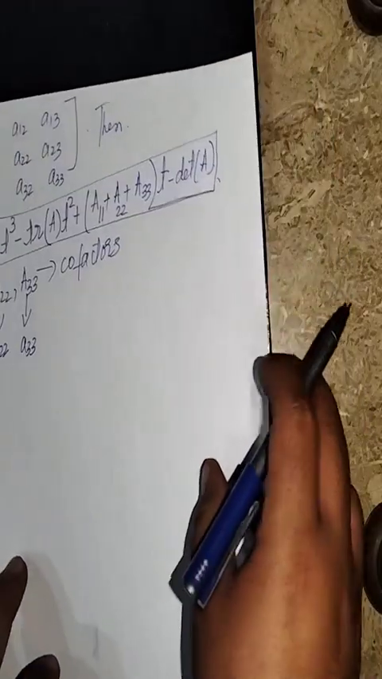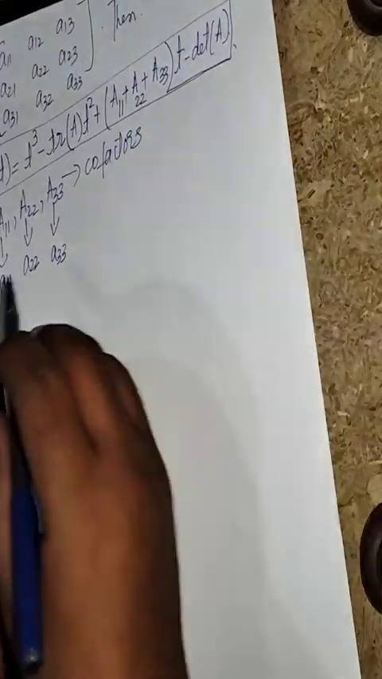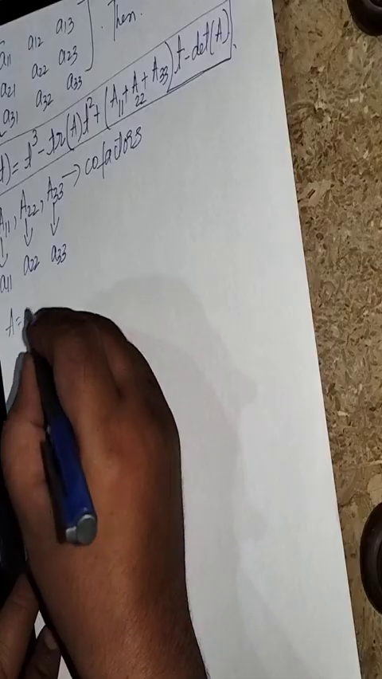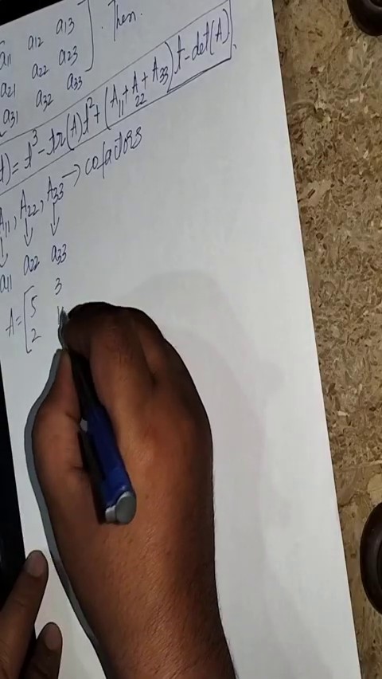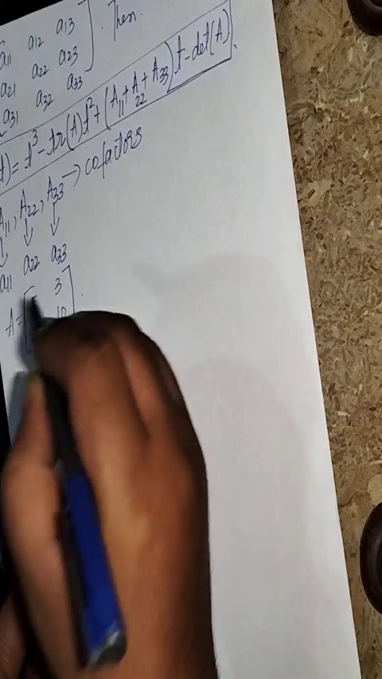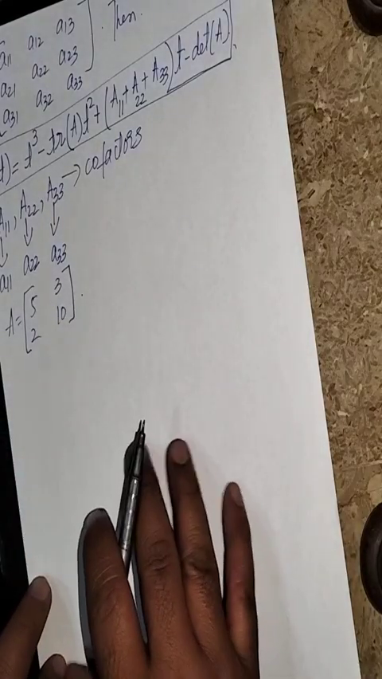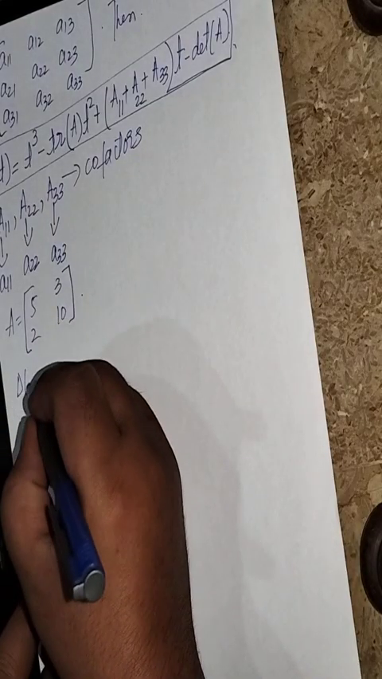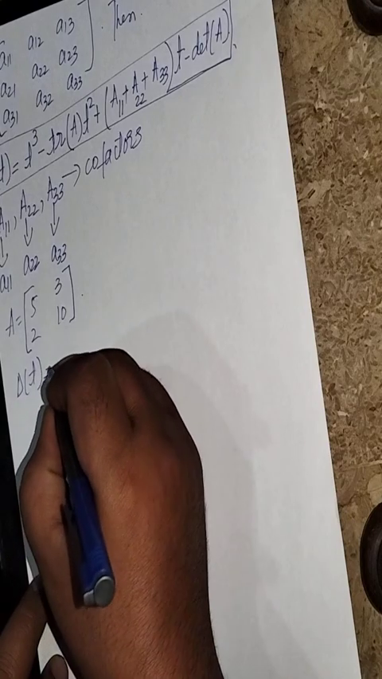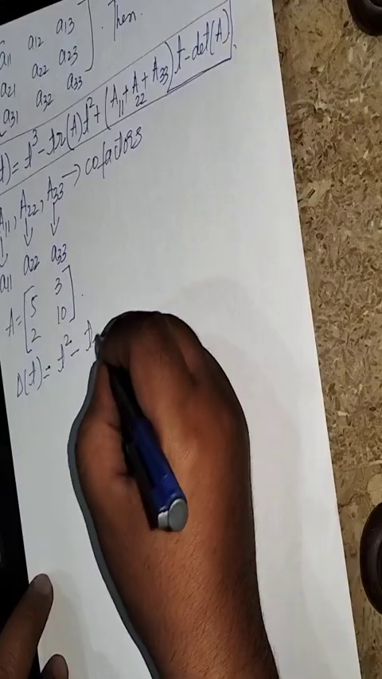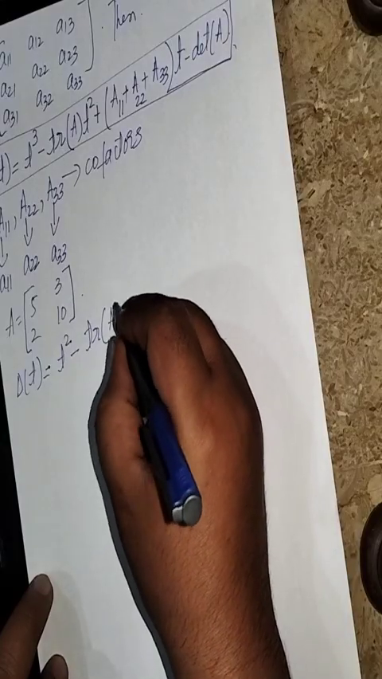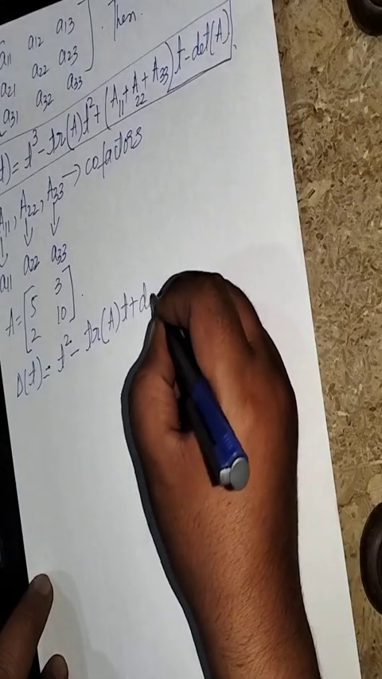Okay, now let's do an example. Let's say you have a matrix 5 3 2 10. Now the formula of the characteristic polynomial of 2x2 matrix is t square minus trace of A into t plus determinant of A.